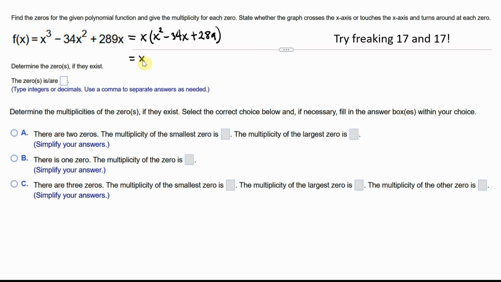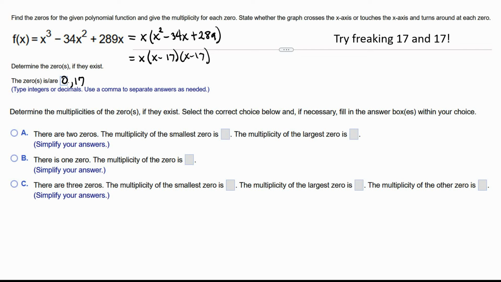Okay, anyway, what about 17 times 17? Isn't 17 times 17 289? Well, there you go. So this is x minus 17 times x minus 17. So here our zeros would be 0 and 17. We'll have to say 17 twice because that's what the multiplicity of 2 would represent. So we only have two zeros.